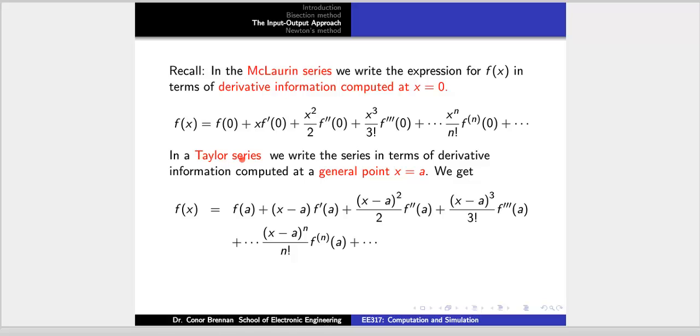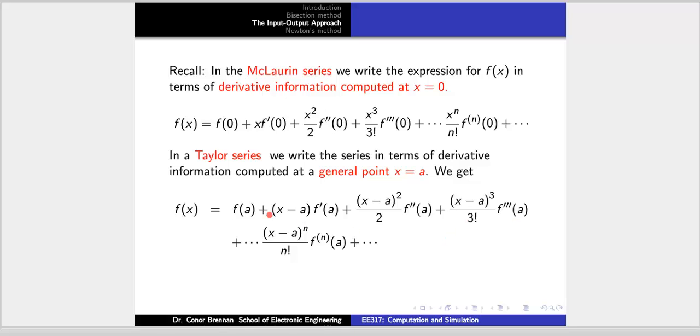More generally, you can write a Taylor series, which is like a Maclaurin series, but rather than expanding around x equals 0, we expand around a general point x equals a. A Taylor series does the same thing. It takes some potentially complicated function and writes it as a polynomial. It writes it as the function value evaluated at this point a, plus x minus a times the first derivative at a, plus x minus a squared over 2 times the second derivative at a, plus dot, dot, dot, all of these terms.